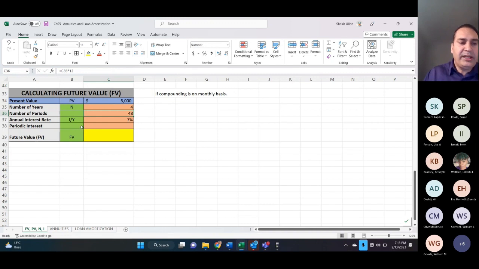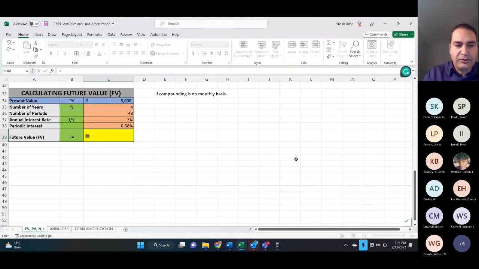All right. And what is going to be the periodic interest rate? This 7%, remember, that's the annual interest rate. What will be the interest rate per period? That would be equal to our annual interest rate divided by the number of months in each year. Now, that would be not 1%, something like 0.58% is the periodic interest rate. And when you have to find the future value, remember, we have to enter the number of periods and the periodic interest rate in this formula.